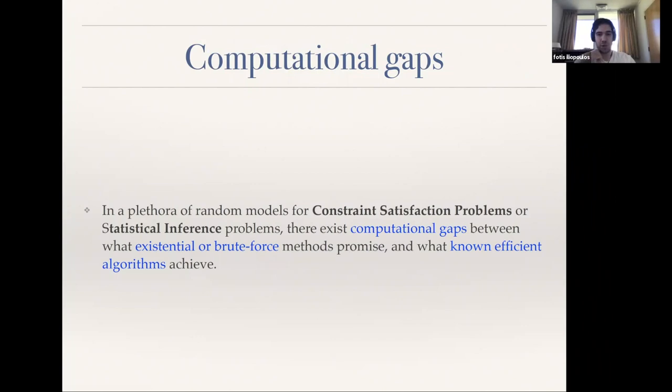In a plethora of random models for constraint satisfaction problems or statistical inference problems, there exist computational gaps between what existential or brute force methods promise and what known efficient algorithms achieve. I would like now to give you two examples, one from each family, one from constraint satisfaction problems, and one from statistical inference problems, and tell you what people do in order to understand why these gaps exist. For now, we take a step back and everything I say is unrelated to group testing. I just want to give you a broader picture of this area, and how people deal with these things.